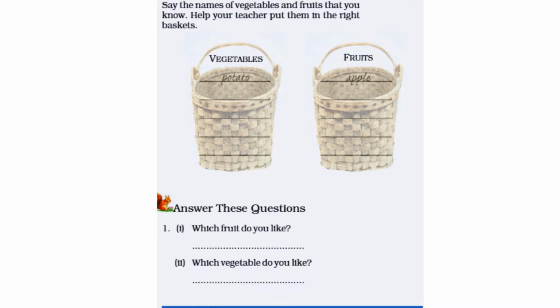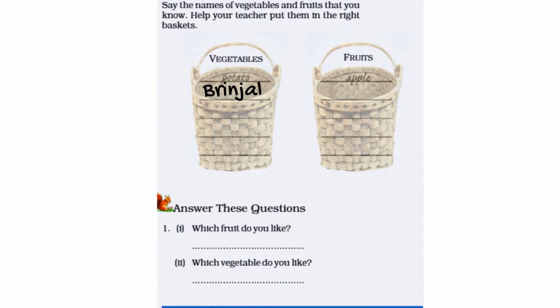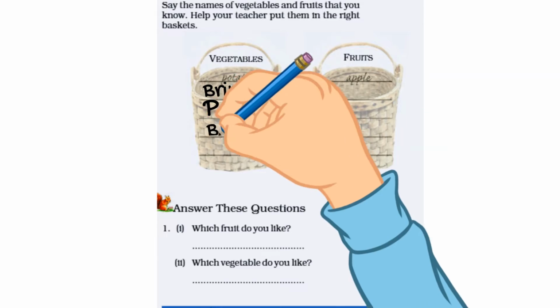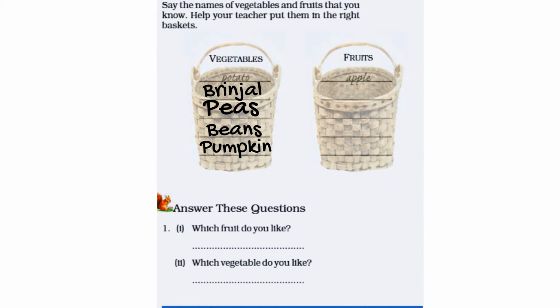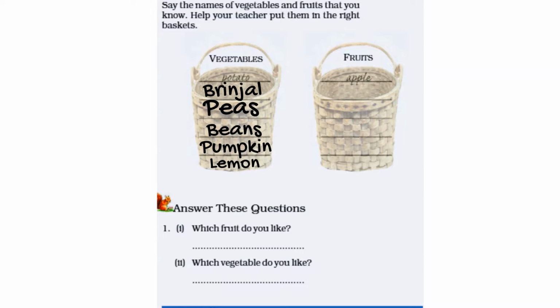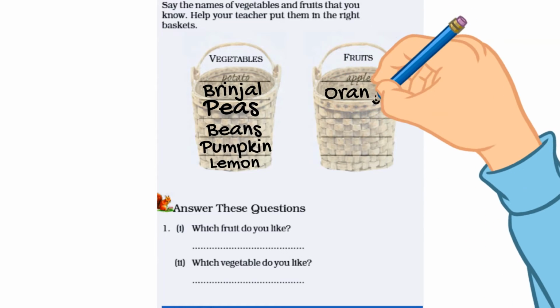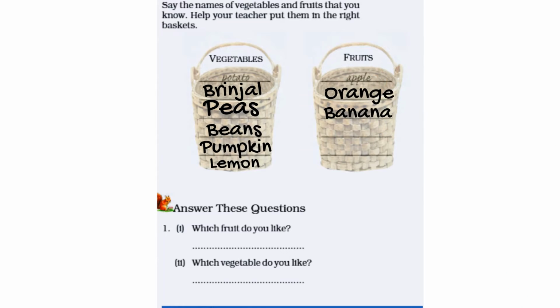So let's add into vegetable basket potato, brinjal, peas, beans, pumpkin and lemon. Right. So in fruits basket we are going to add apple. They have already shown their apple. Orange, right? Banana and guava, right?